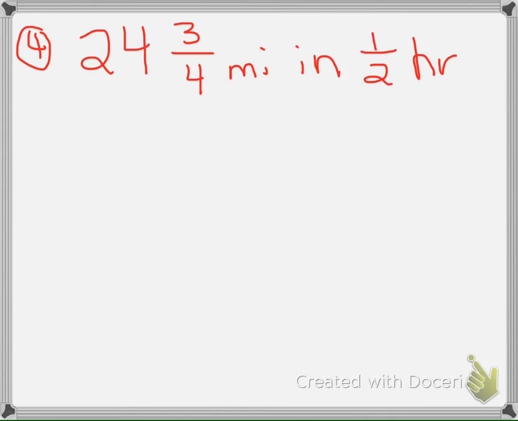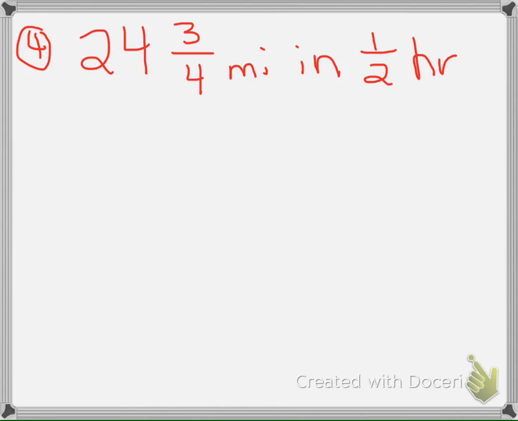First thing that we're going to do is look at the problem. Number 4 says Jason can travel 24 3/4 miles in 1/2 hour. What is his average speed in miles per hour? It's telling us that he's going a certain amount of miles in a half hour, but we want to know how much he goes per hour, so for 1 hour.